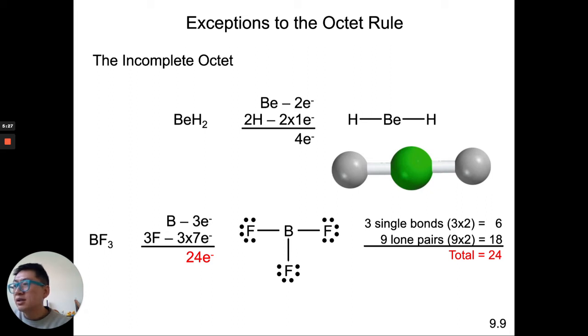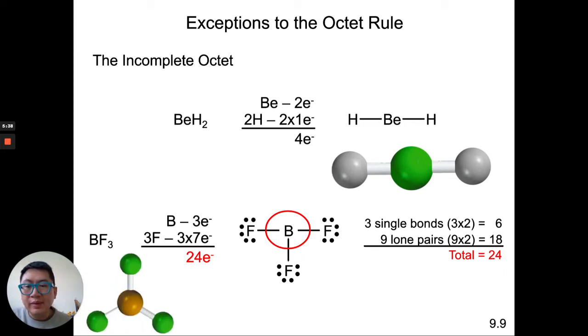Okay, so now let's look at other examples of exceptions to the octet rule. So again, boron is going to be the exception there. Okay, and in the next chapter, which will be starting not too long from now, will be the shape of the molecules. Notice this is linear. There's going to be a name for this. It's going to be called trigonal planar, but we'll get to that later.